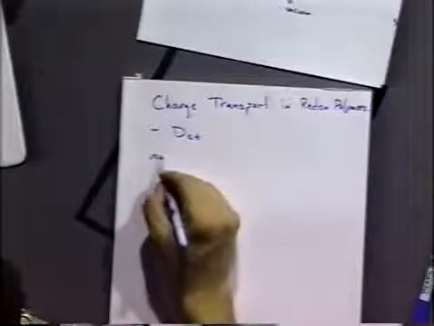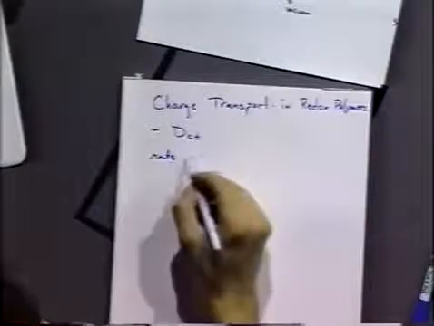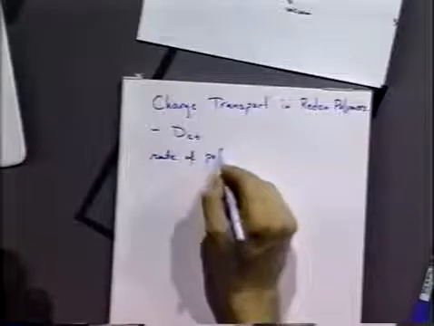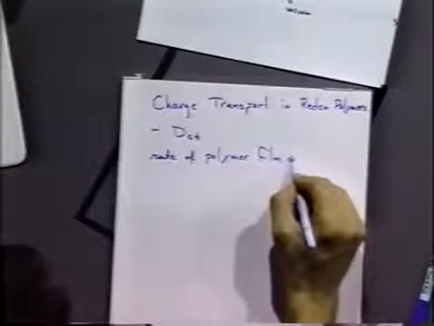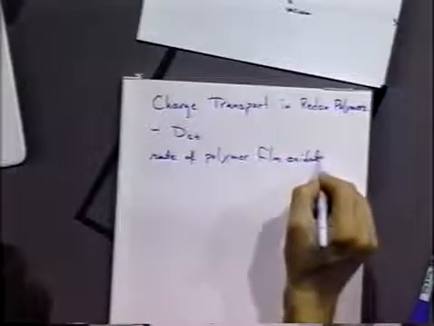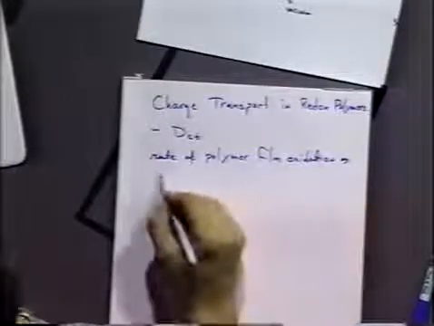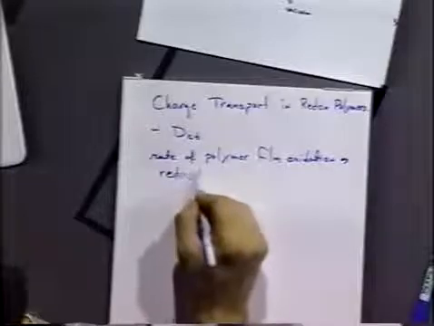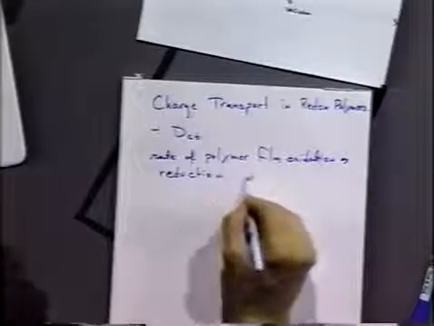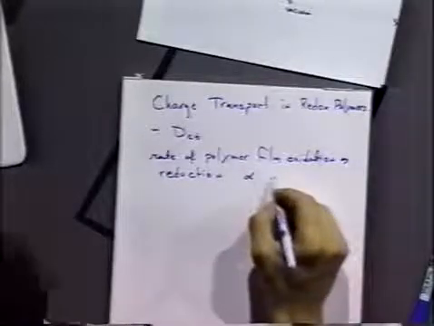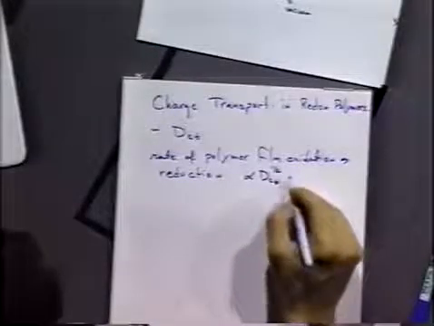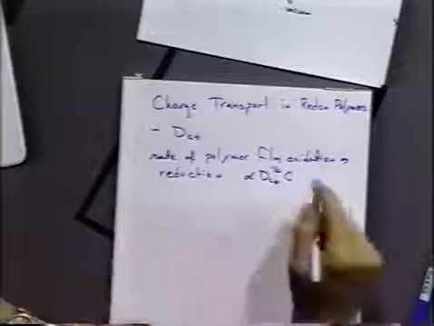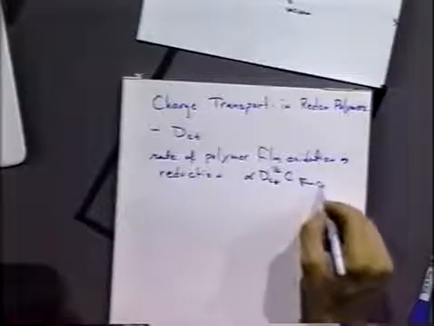And the rate of a polymer film oxidation reduction is going to be proportional to DCT to the 1/2 power times the concentration of redox centers.